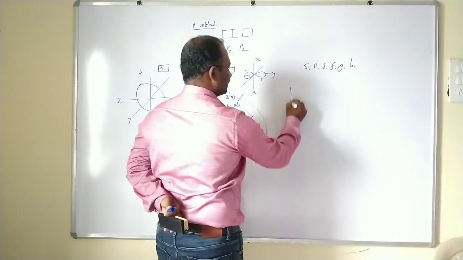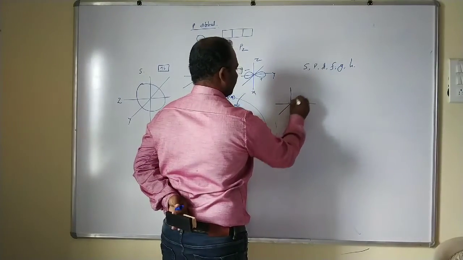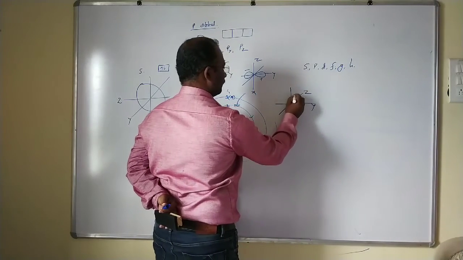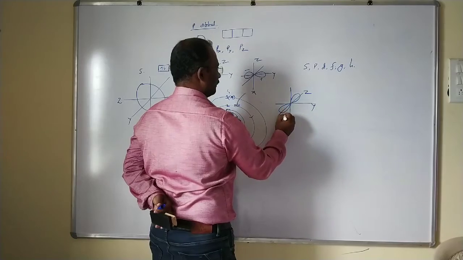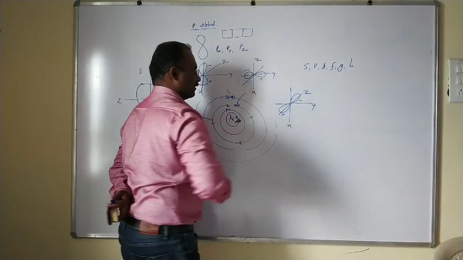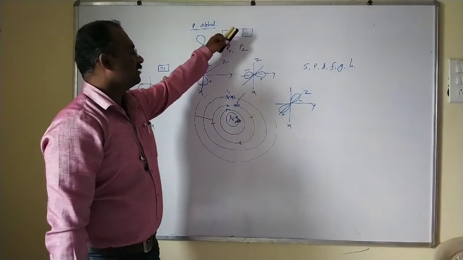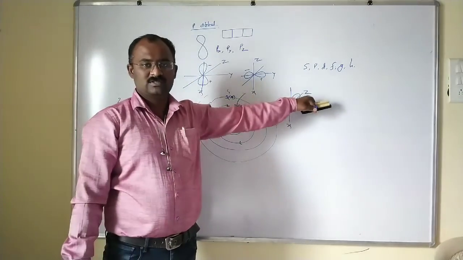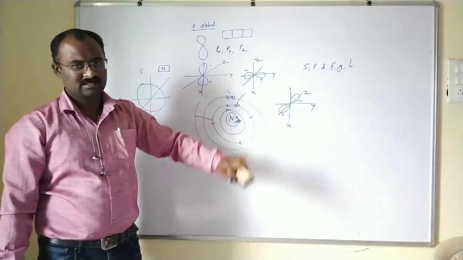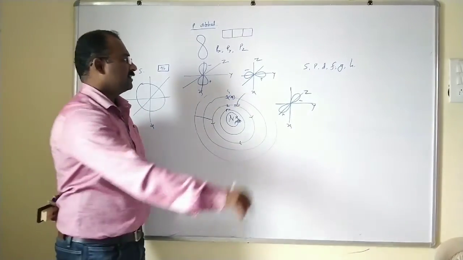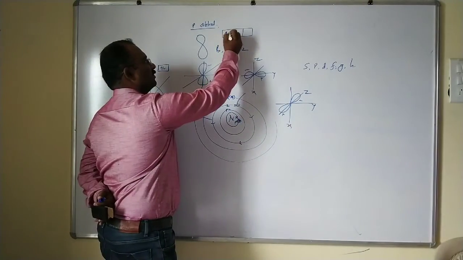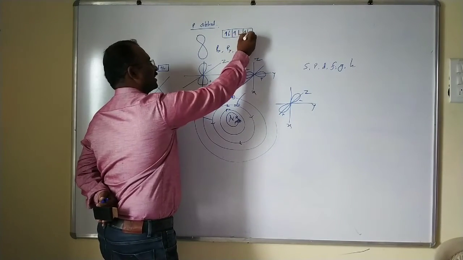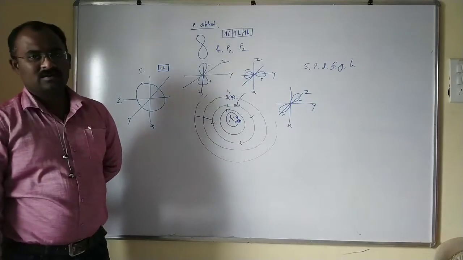Like that, the Pz orbital. It is the suborbital of P having lobes along the z-axis, and these two opposite lobes have opposite spin. It is called the Pz orbital, and the maximum capacity of the P orbital is a total of 6 electrons. That is about the P orbital.